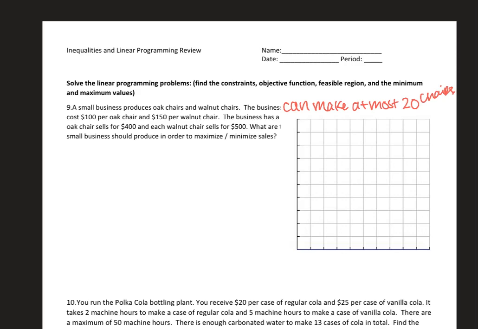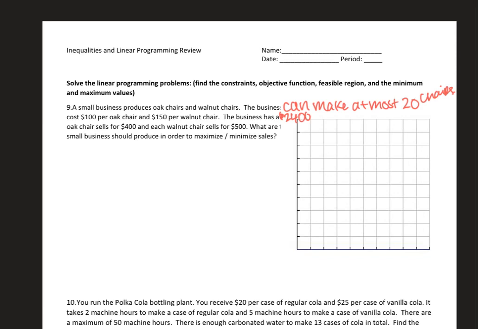Materials cost $100 per oak chair and $100 per walnut chair. The business has a budget of $2,400 per week for materials. Okay. Each oak chair sells for $400 and each walnut sells for $500. What are the number of oak chairs and walnut chairs that the small business can produce to maximize their profit? Okay, so we're just missing a few numbers.